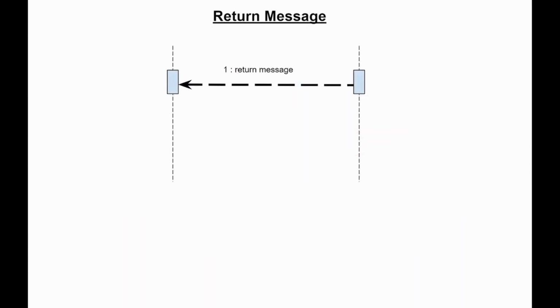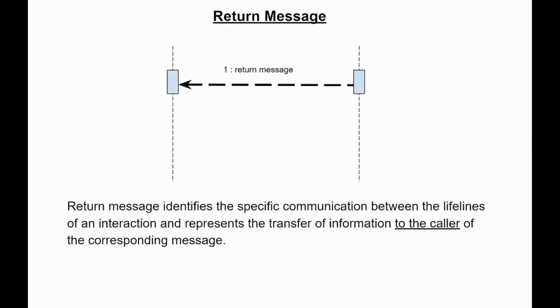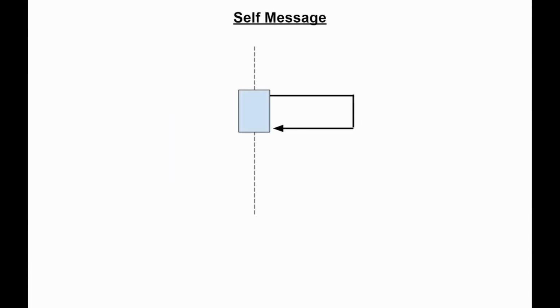Return message. A return message identifies the specific communication between the lifelines of an interaction and represents the transfer of information to the caller of the corresponding message. Self message. A participant sends a message or command to itself.